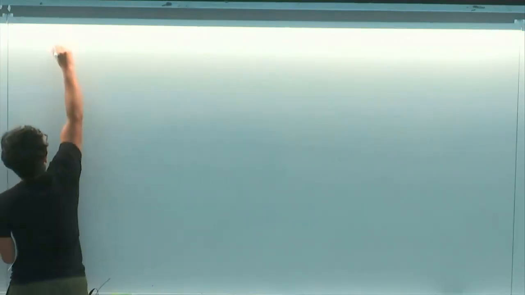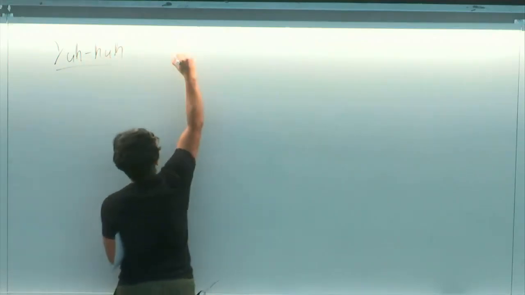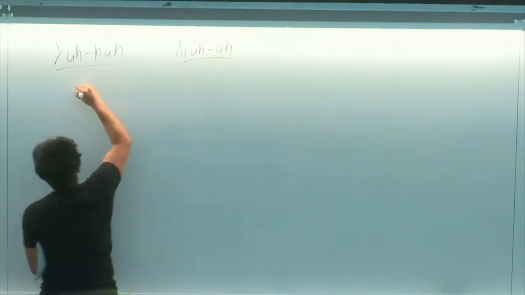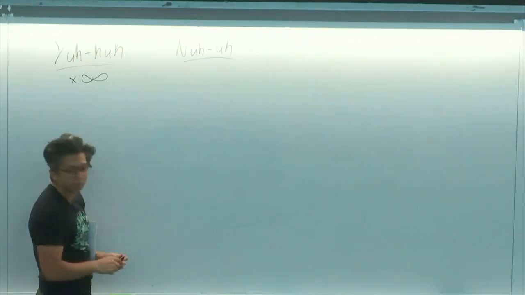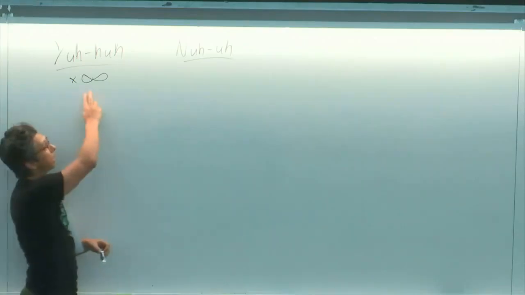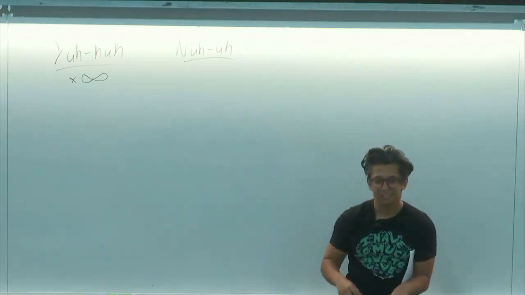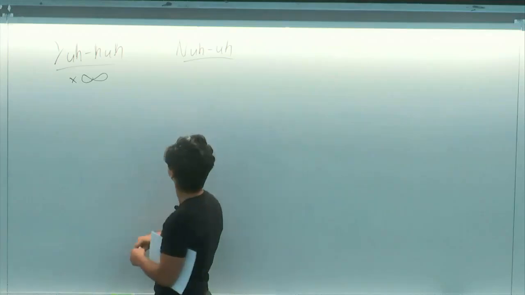So how can you beat that argument? If you're having this argument, yeah-huh, on one side, and someone says, nuh-uh, on the other, and they say, yeah-huh times infinity, how can you even come back from that? What's something you could say on the nuh-uh side? Yeah, you could say infinity, oh, really escalating.